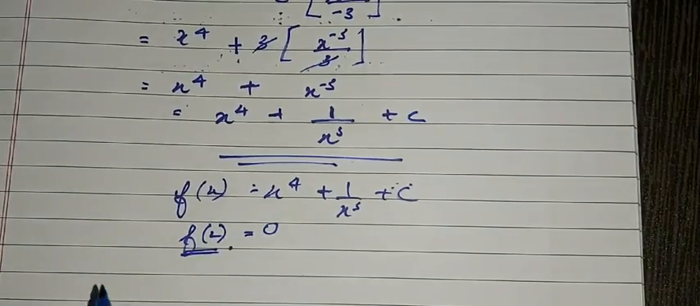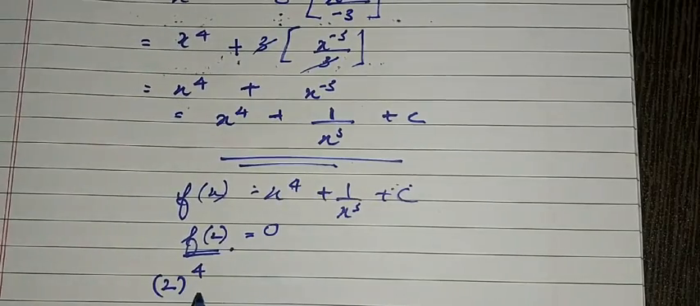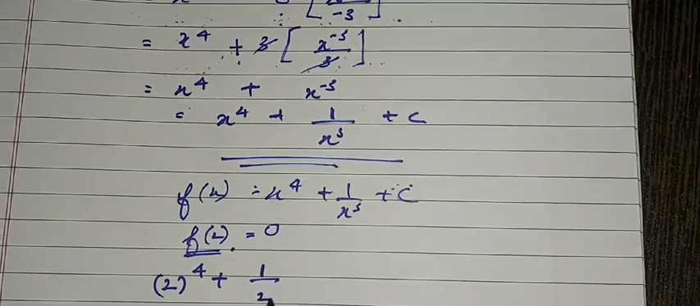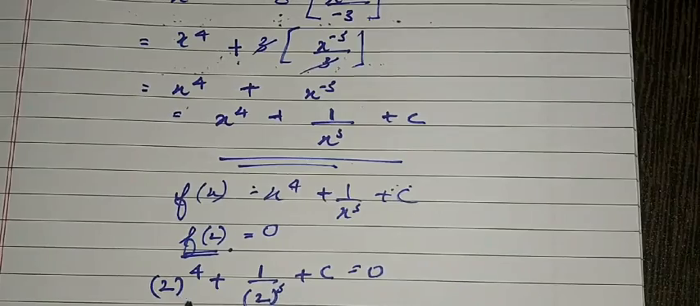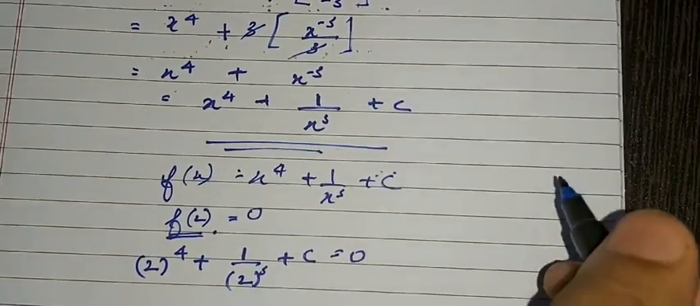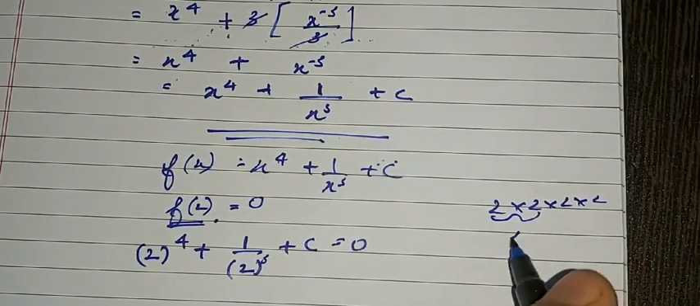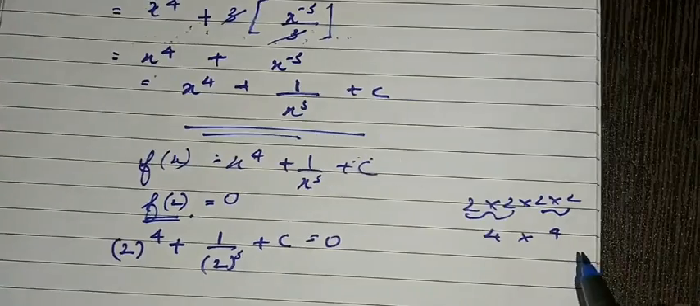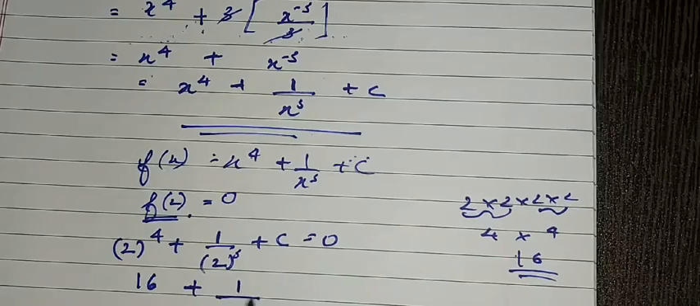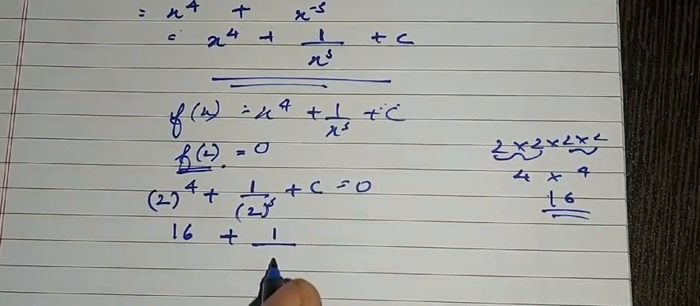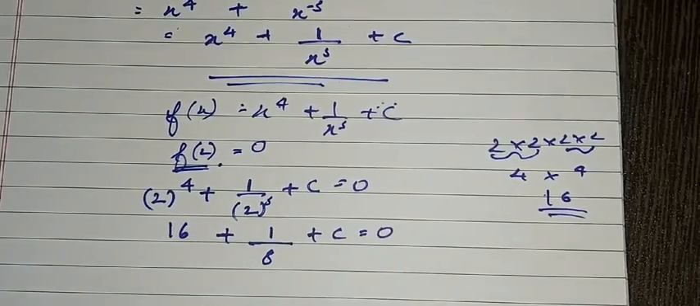What is f of 2, guys? F of 2 is 2 raised to 4 plus 1 by 2 raised to 3 plus c, and it is given that it is 0. So what is 2 raised to 4? 2 into 2 into 2 into 2. What is 2 into 2? 4. So 4 into 4 is 16. 16 plus 1 by, what is 2 raised to 3? 2 raised to 3 is 8. 2 into 2, 4. 4 into 2, 8. Plus c is equal to 0.